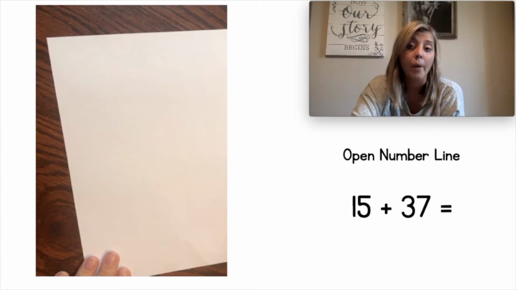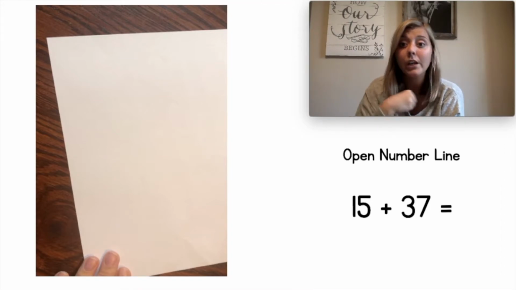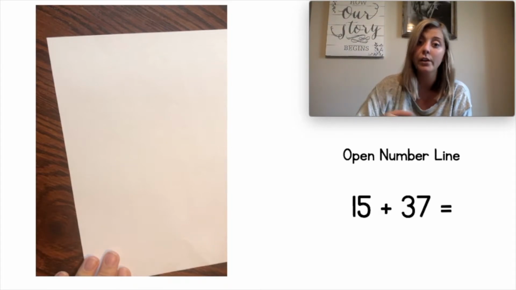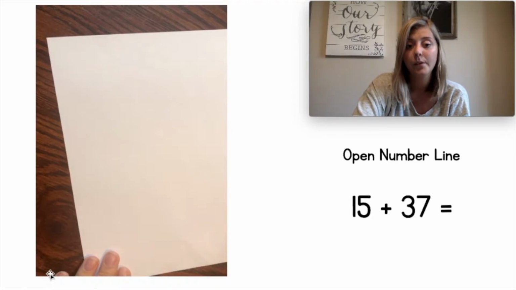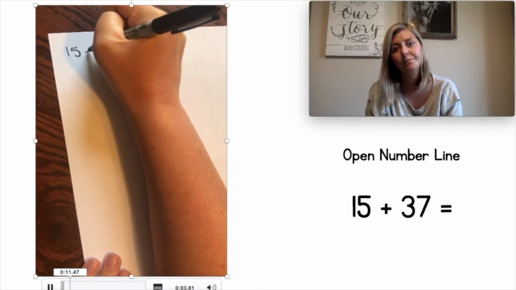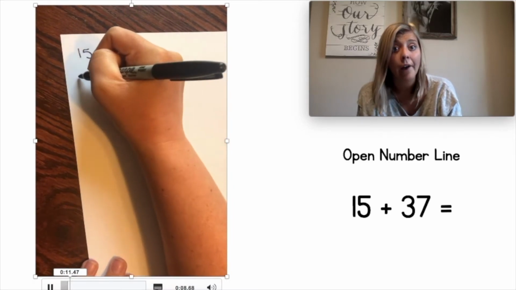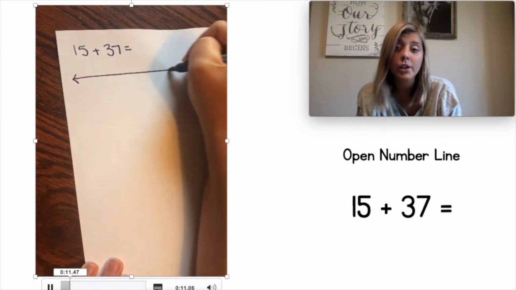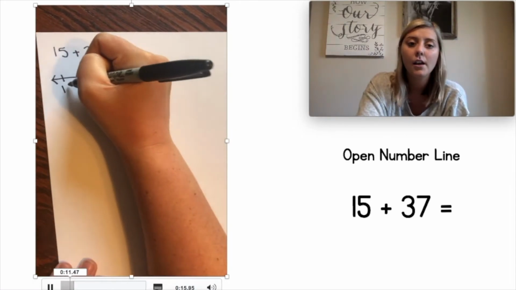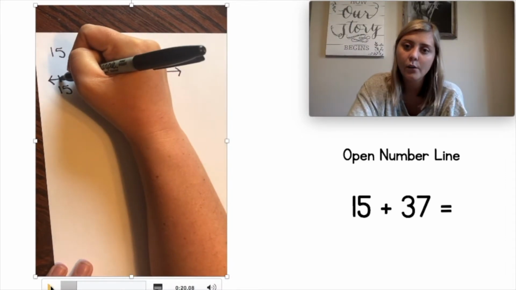Now on a normal number line, it's going to start at 0 and end at a high number. When we use an open number line as a strategy, we get to choose where that number line starts and where it ends. My equation that I'm adding together is 15 plus 37. So when I make this number line, I'm going to start it at 15. I'll draw those arrows at the end because we know that numbers keep on going forever and ever and ever. I'm starting at 15, and now I need to add 37.